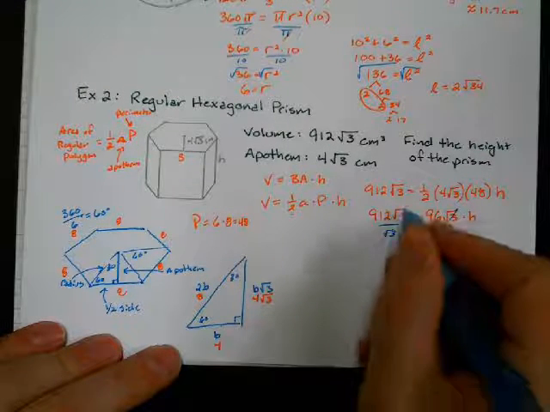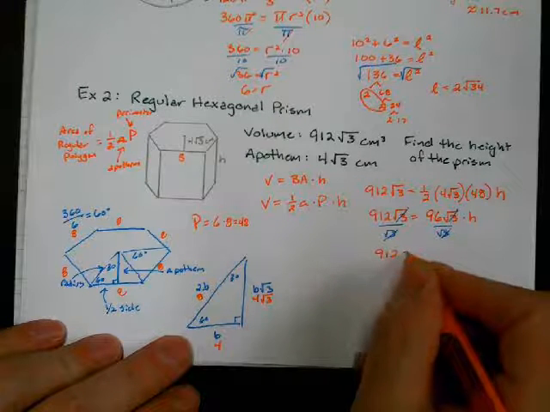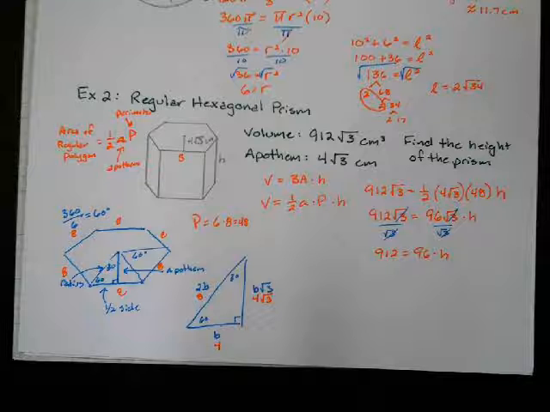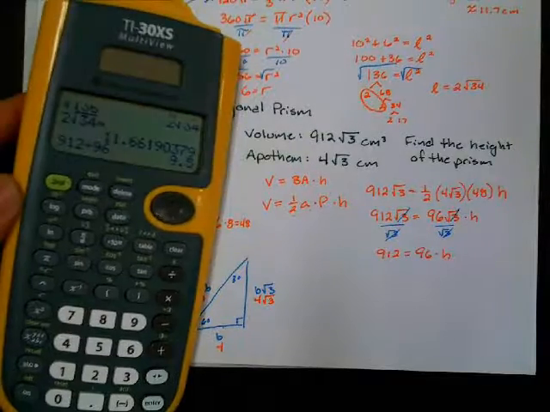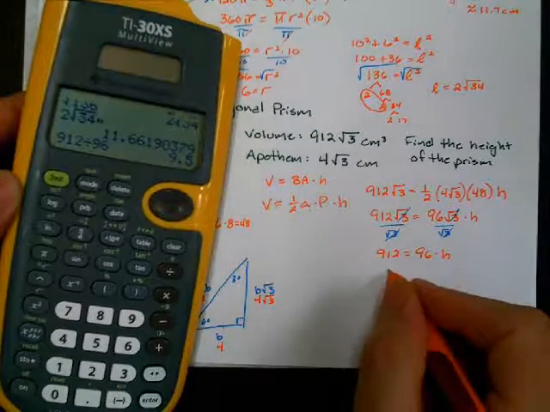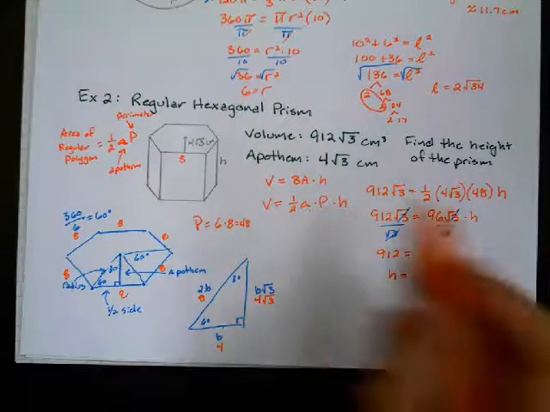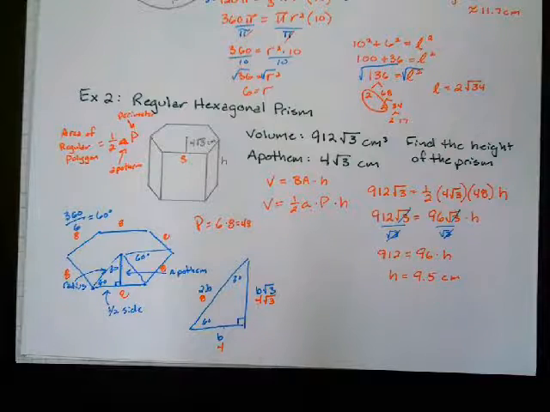And we get 912 equals 96 times the height. And so now in order to find the height, all I have to do is take 912 and divide by 96. And it comes out to 9.5. So our height is 9.5. What's our units? Centimeters. There we go. One last problem, and then we're good to go.